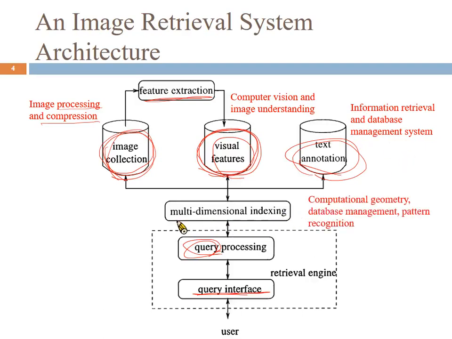To more efficiently index or search high-dimensional data, we may need computational geometry, database management technology, and pattern recognition technology. And to process the query, we may need database management technology. And to design a better query interface, we may need to study user psychology and user interface. So the whole image retrieval system consists of many components, and that should be associated with many technologies.